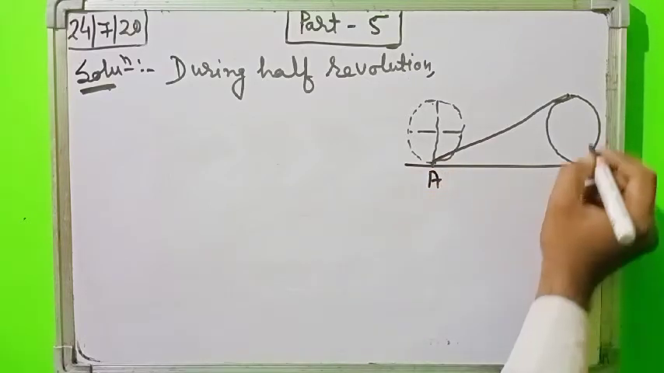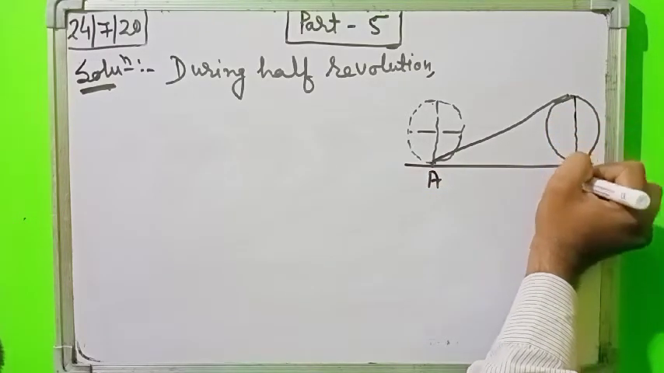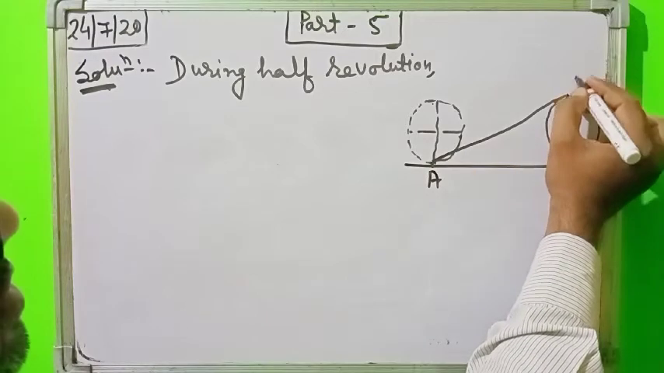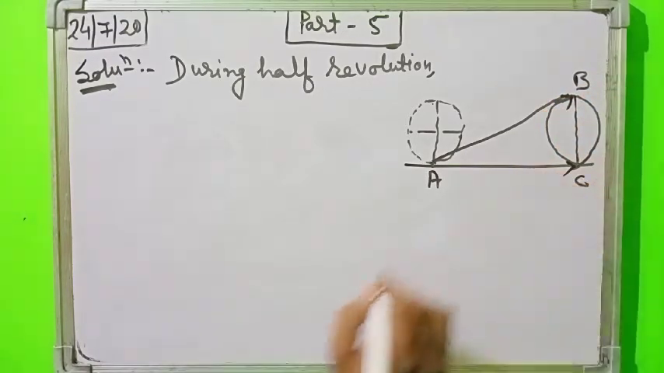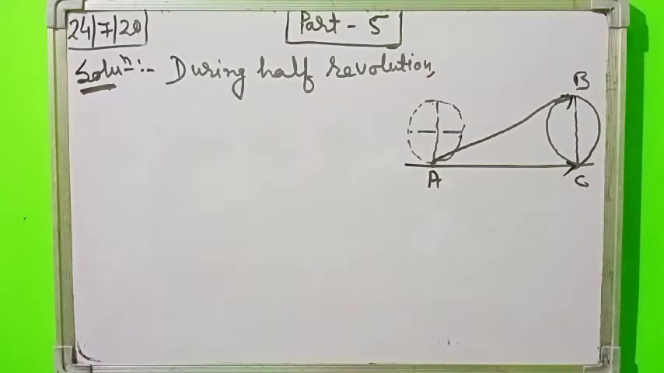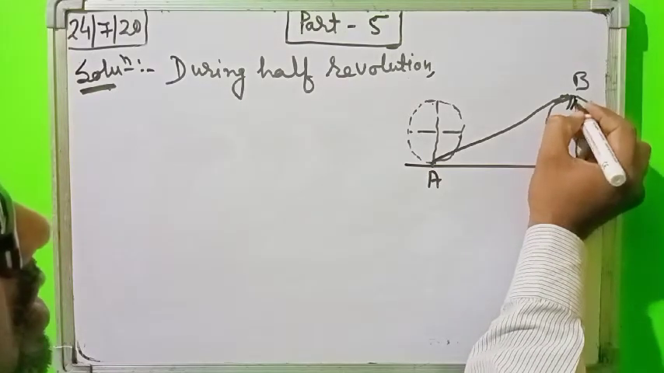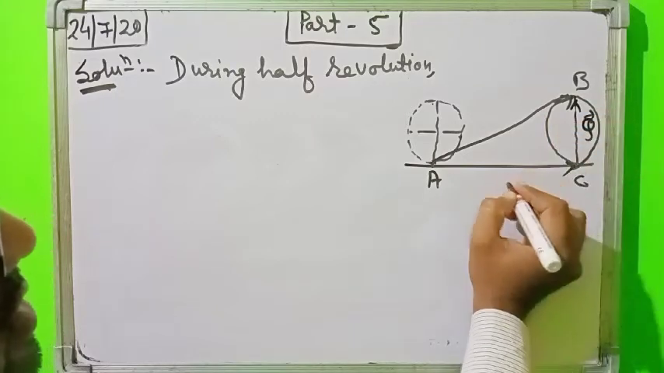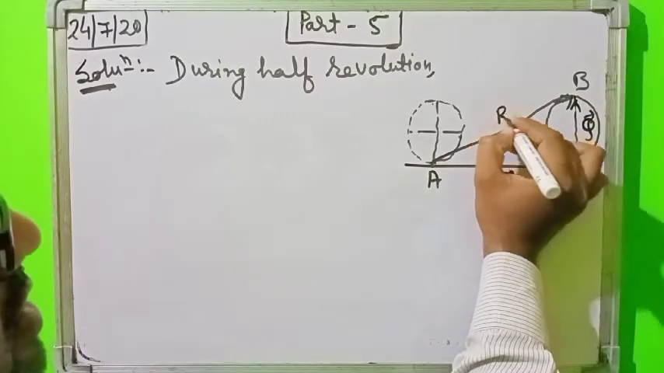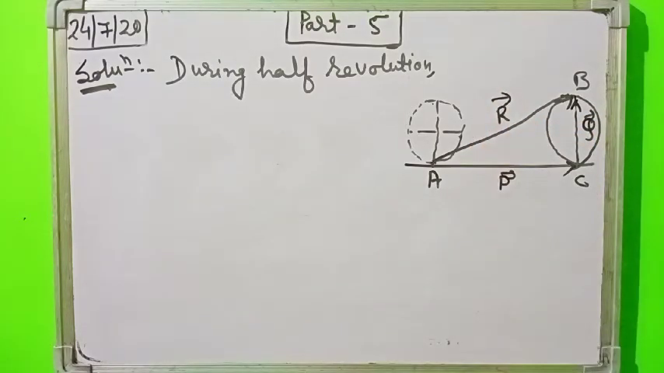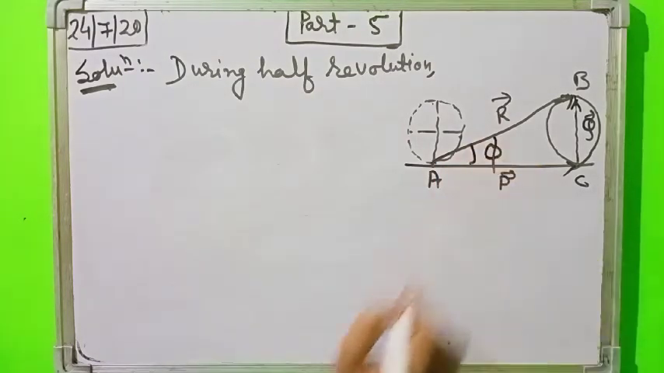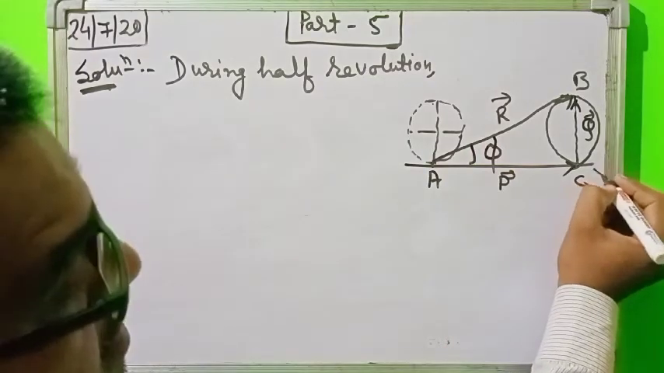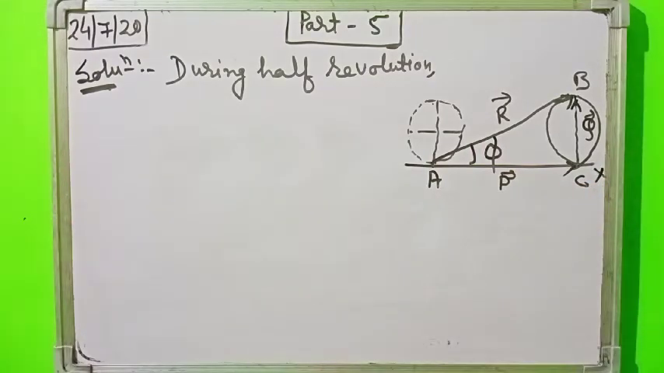This is point A, this is point C, this is point B, this vector, and suppose this is Q vector, this is P vector, and this is R vector. This angle is phi, as given in the question, and this is the x-axis.